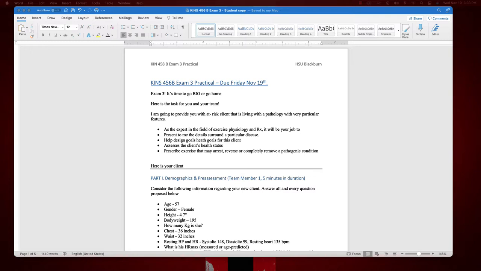If you guys are in Kinesiology 456A, this is wonderful because you're doing these simultaneously and you're getting two unique clients with similar abnormalities that will overlap, but you're going to be looking at some very different components on this exam.